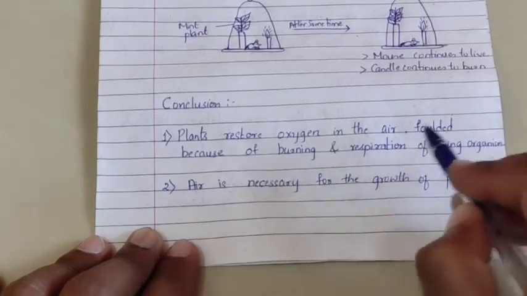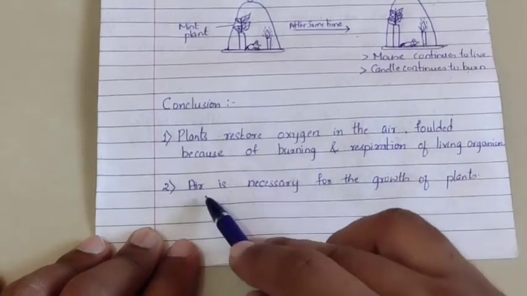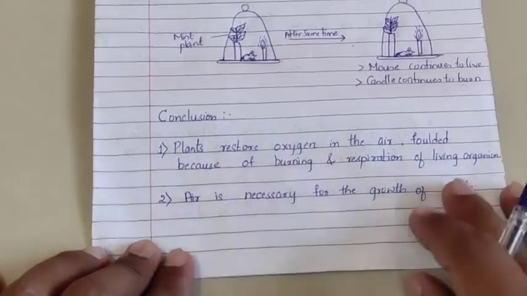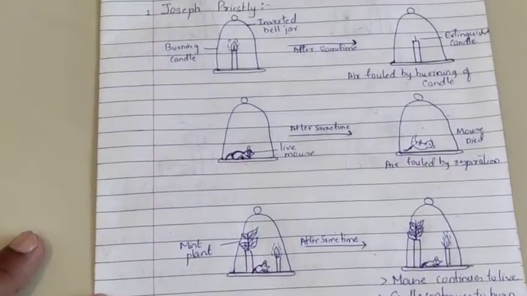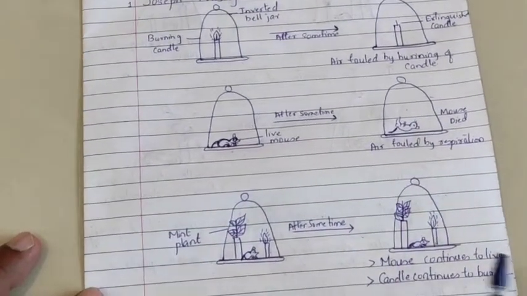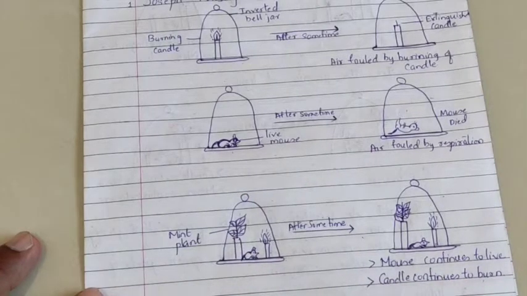Right? So in another experiment, he also concluded that air is necessary for the growth of plants. So this was a complete experiment done by Joseph Priestley in order to understand that the plant is very much necessary in order to restore the oxygen. So moving to the next experiment.